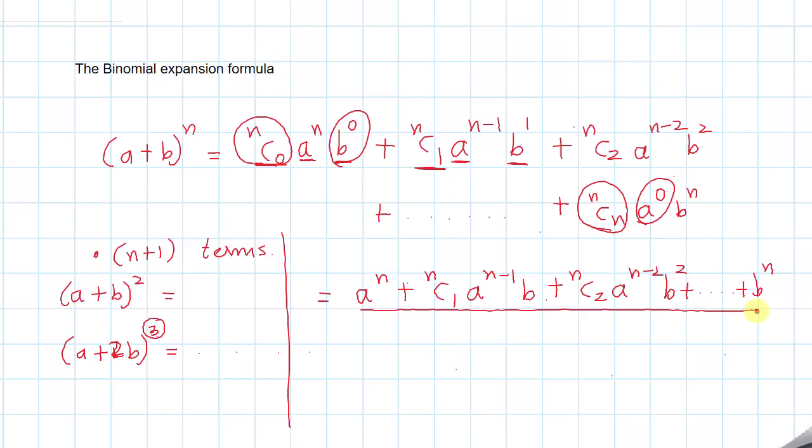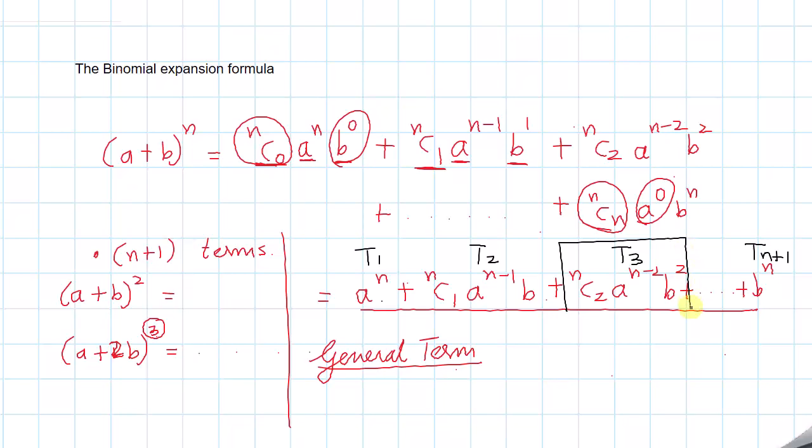There's one more thing you need to remember in this formula. The formula for the general term. The general term formula gives you any term in the binomial expansion. So we realize that this is the first term, this is the second term, this is the third term, and this is the n plus 1 term. Because there are n plus 1 terms, you are starting with 0, so this is the n plus 1 term.